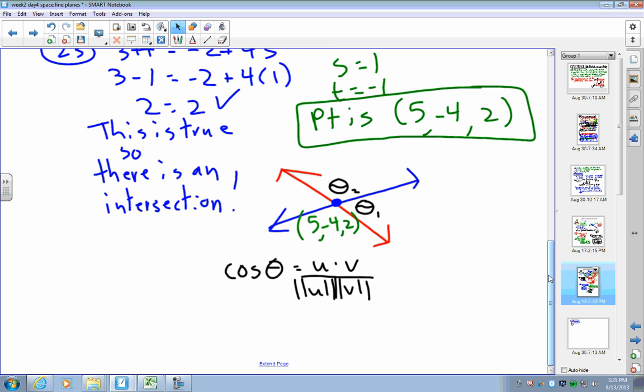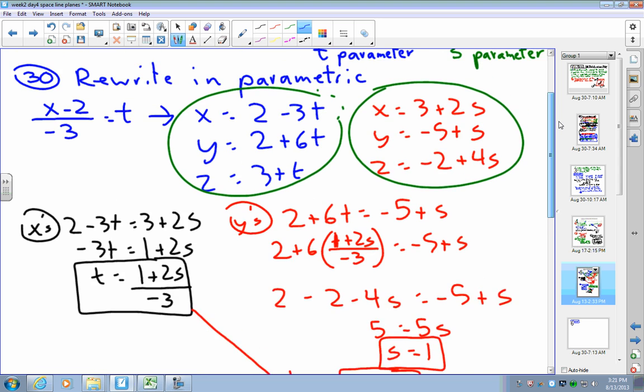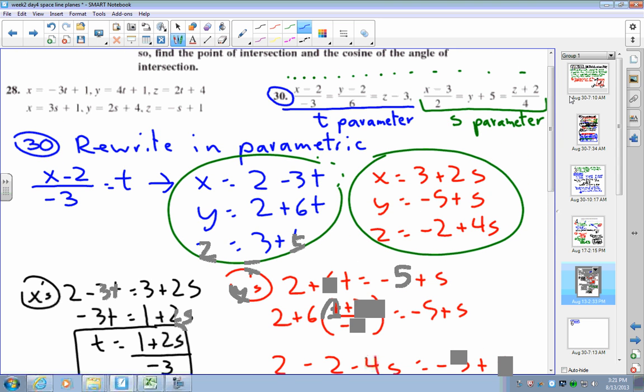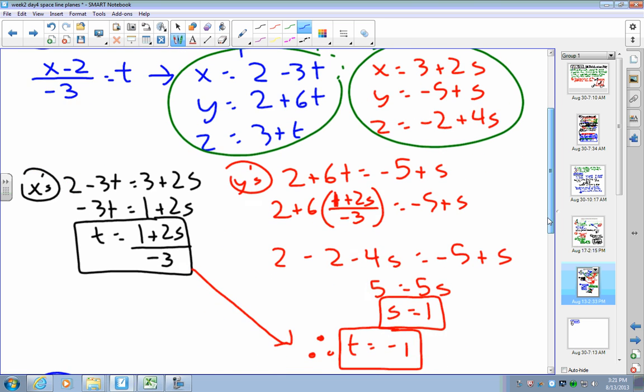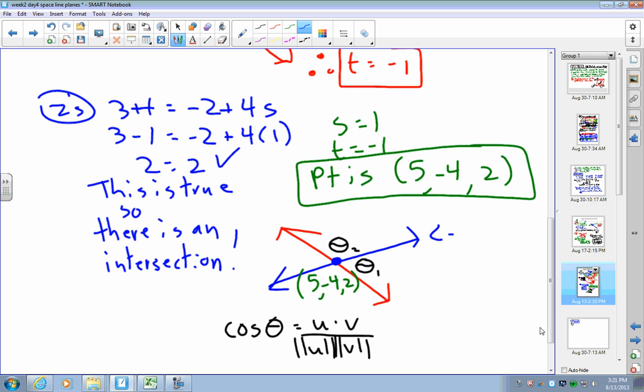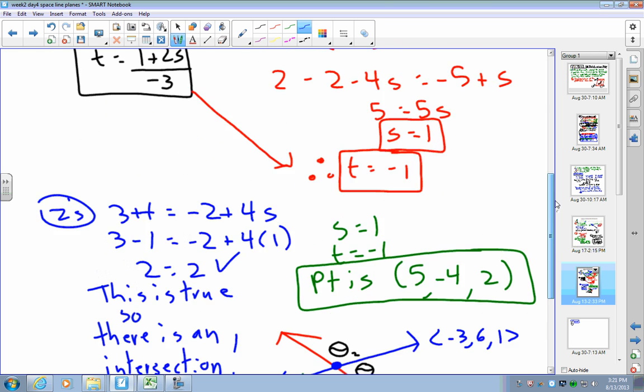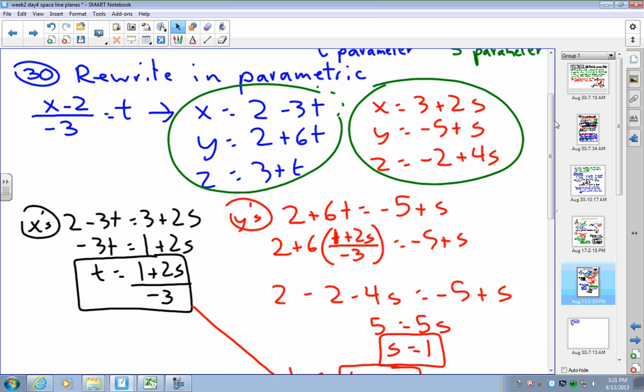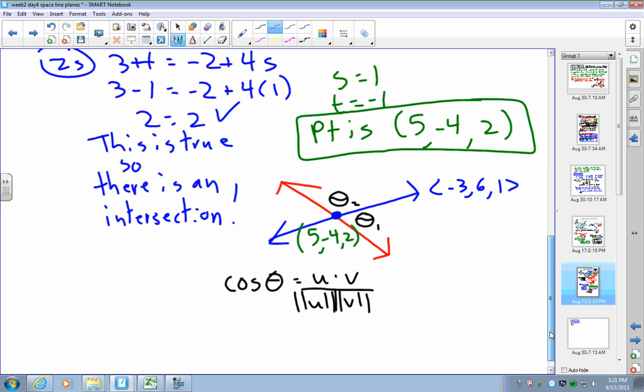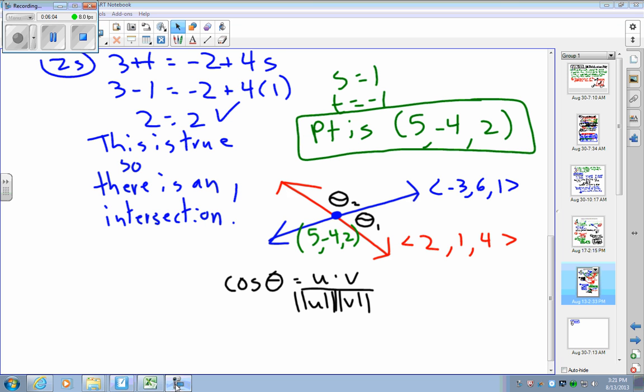Now you might be going, whoa, what are my vectors? Well, the blue vector is oriented, remember, by the parallelness to the vector including the negative 3, the 6, and the 1 in front of the t. So negative 3, 6, and 1. And the green or the red vector is all about the numbers in front of the s's, which are 2, 1, 4. So take a moment, using those two vectors, plug in to see what you get for the angle. I'll give you a moment by hitting pause for a brief moment.